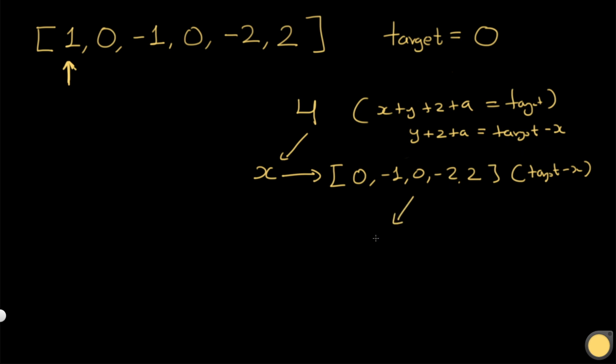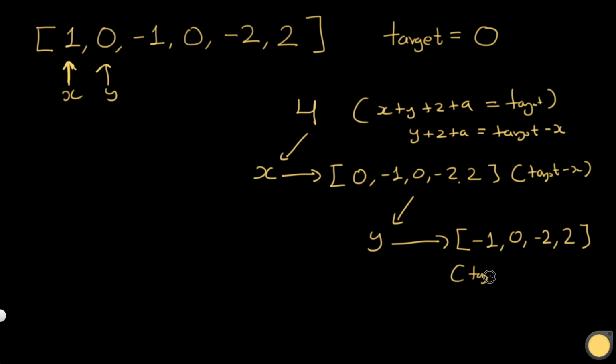Now we assume the value of y and do the same thing, and then we look at the remaining numbers. Let's say we assume a value of y to be 0. In this case, the remaining values are -1, 0, -2, and 2 again. Now we have the values of x and y, and we update our target again. The target that we're looking for is target minus x minus y. We're only looking for the values of z and a.